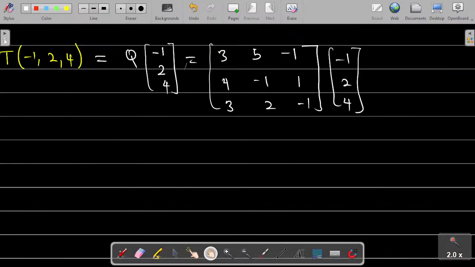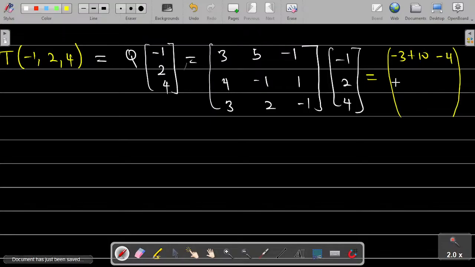In doing this, we are simply going to have, you know how we do matrix multiplication. It's just going to be a one-column matrix. The first row multiplies this: 3 times this is minus 3, plus 10, then plus minus 4. The second one will be this times this, which is minus 4, then minus 2, and then plus 4. And the last one is going to be minus 3 plus 4, then minus 4.